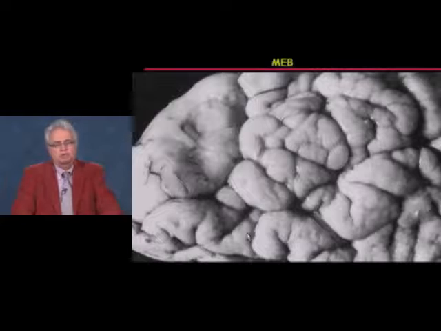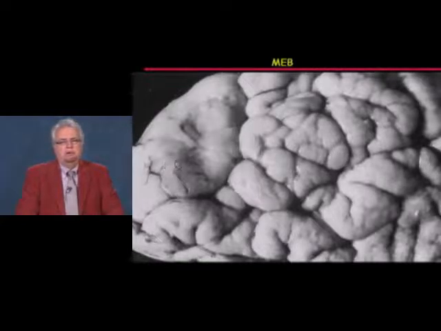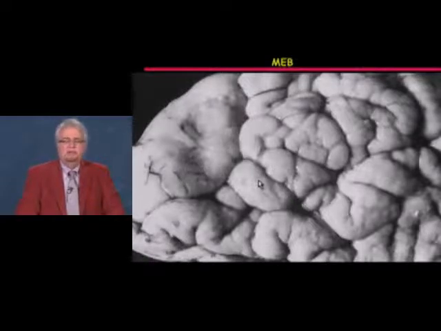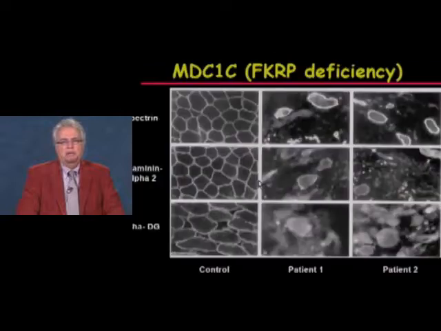And this is from an autopsy specimen, where you see that the occipital area of the brain is essentially flat, and then you have what looks like lissencephaly type 2 or cobblestone lissencephaly in a patient with muscle-eye-brain disease.